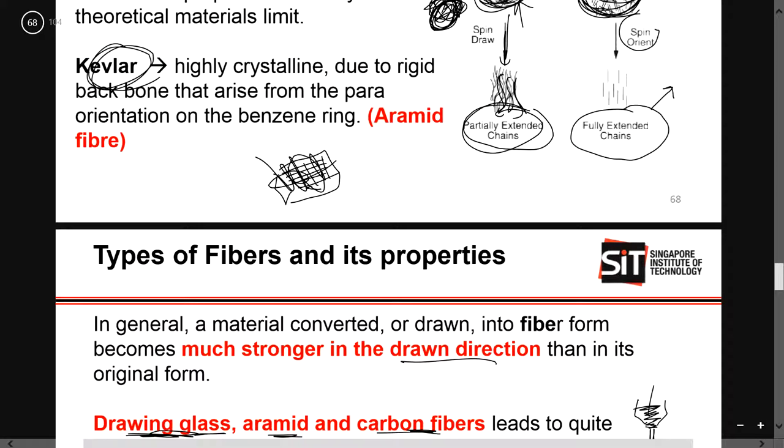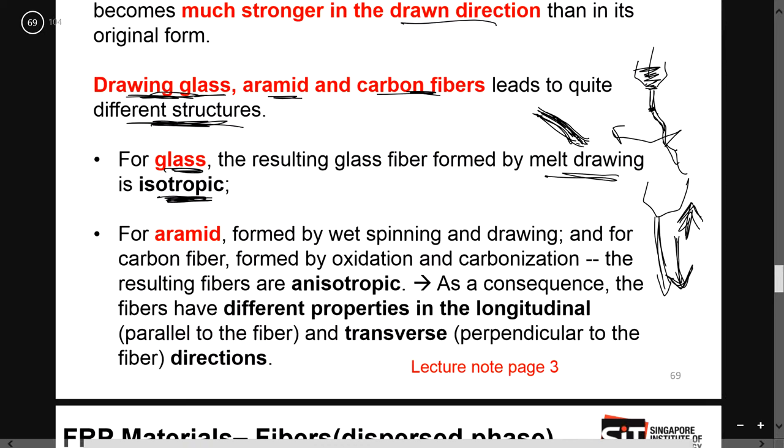If you come to think about it, the drawn direction is how you extract the material. If you extract the material like that, then this is the direction you're talking about. If you extract in this direction, then this is the direction. So it depends on how you extract the material out from the machine, I think. Maybe I'm wrong. And then ceramic is formed by wet spinning and drawing.